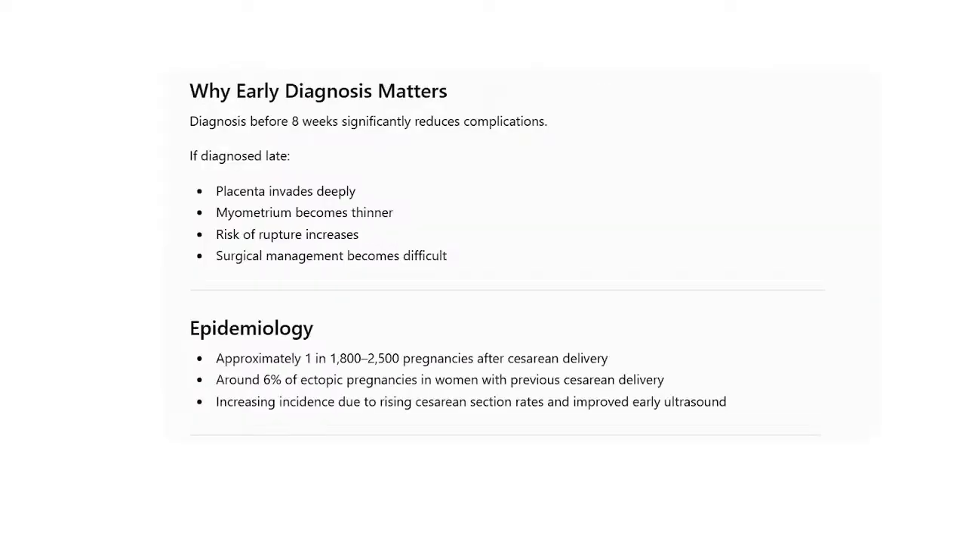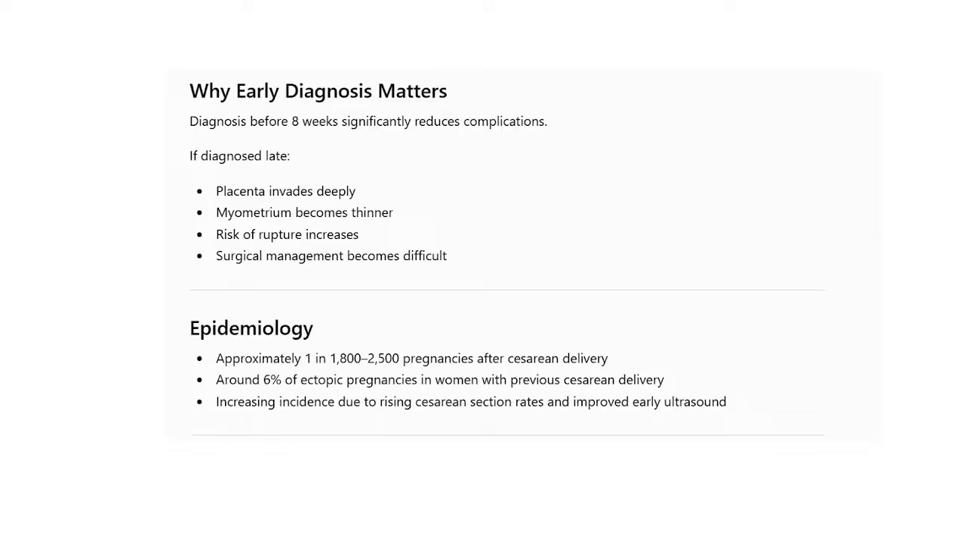So now, why does early diagnosis matter? Diagnosis before 8 weeks significantly reduces complications. If diagnosis is done late, the placenta invades deeply, the myometrium becomes thinner, the risk of rupture increases, and surgical management becomes very, very difficult. So in the end, hysterectomy will be done.